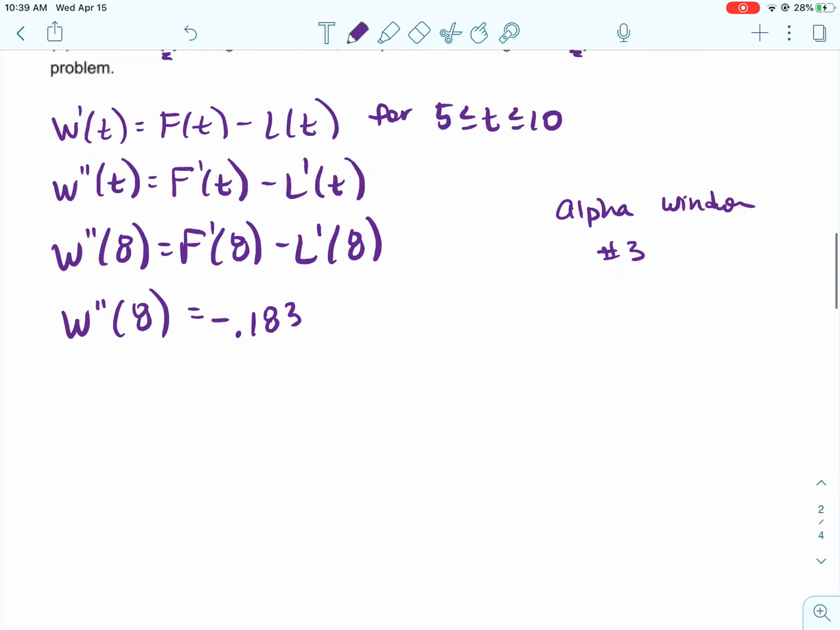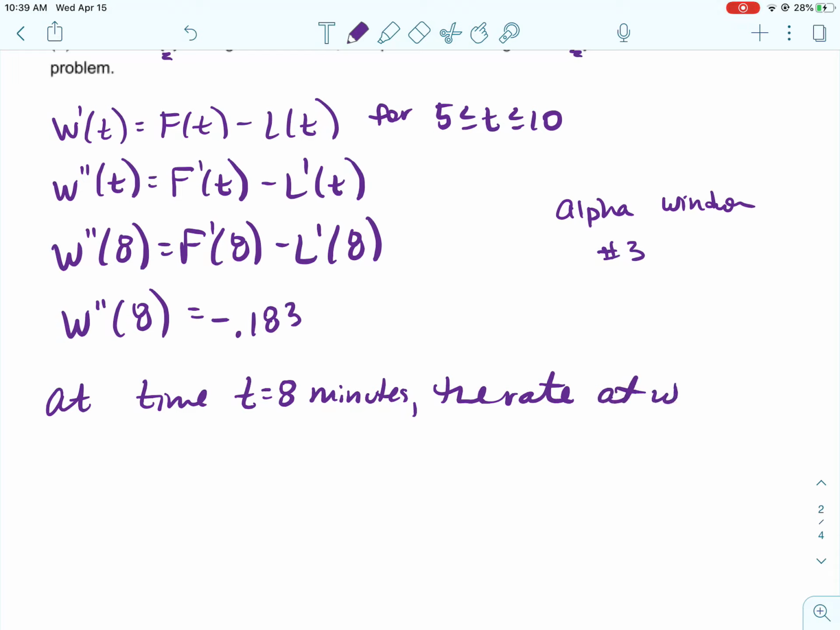Anyway, I did this earlier, and when I subtracted those, I got negative 0.183. That's the rounded version. The truncated version is negative 0.182, and those are both perfect. So we would write a little statement at time t equals 8 minutes.